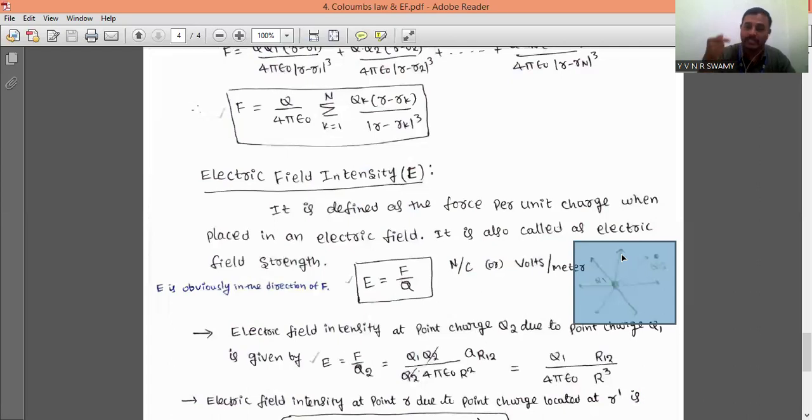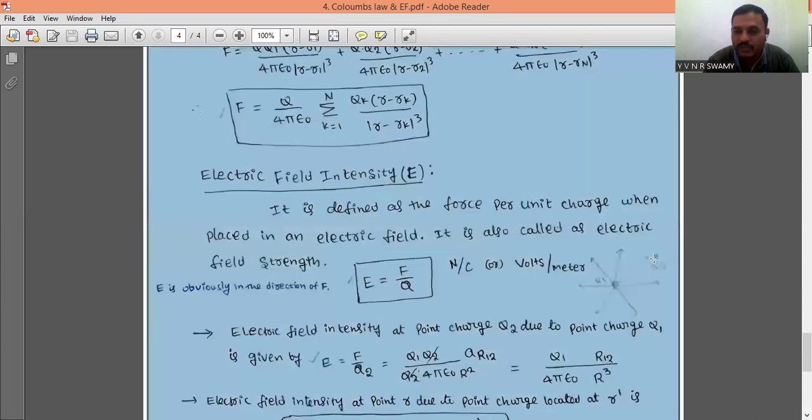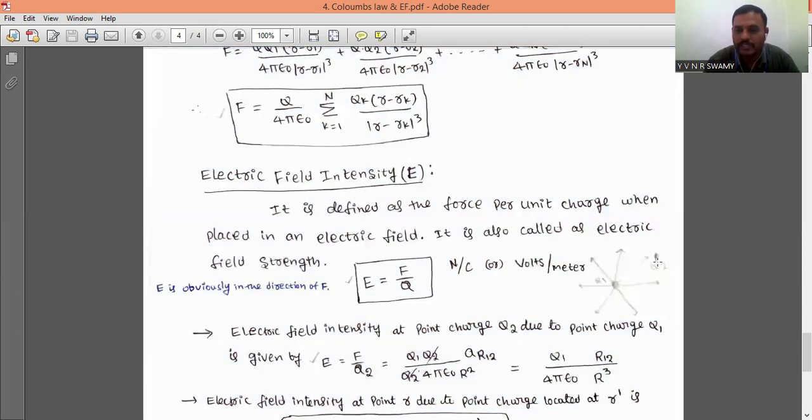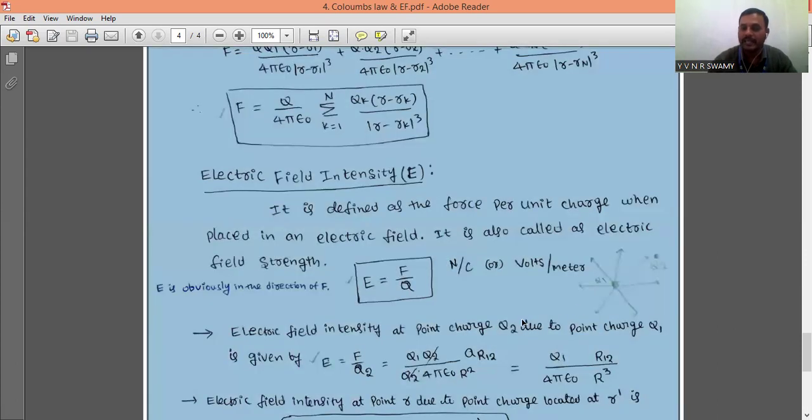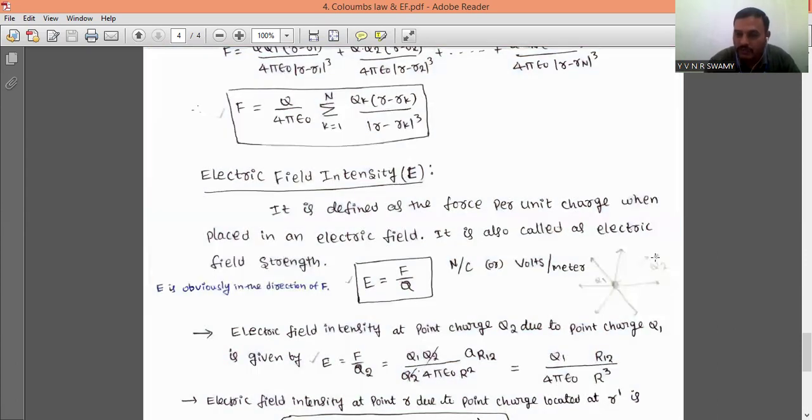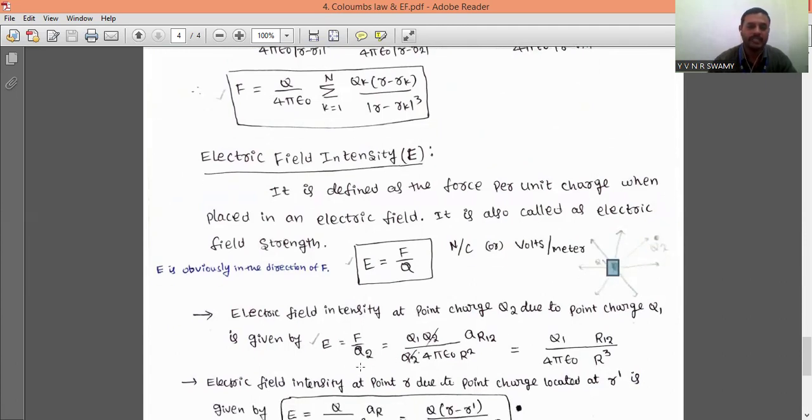So in this electric field, we are placing one more charge Q2. Then the electric field at point charge Q2 due to charge Q1, that is, the electric field intensity at point charge Q2 due to point charge Q1, is given by E equal to F by Q2.